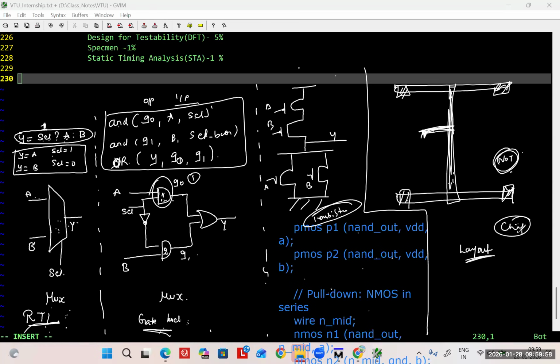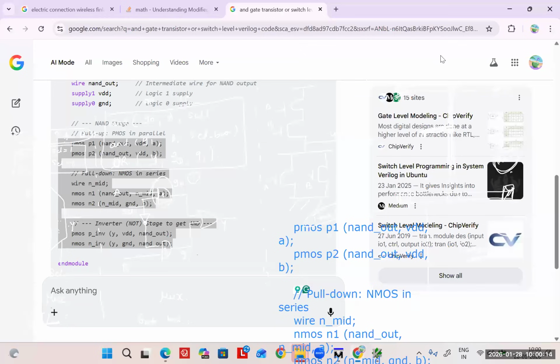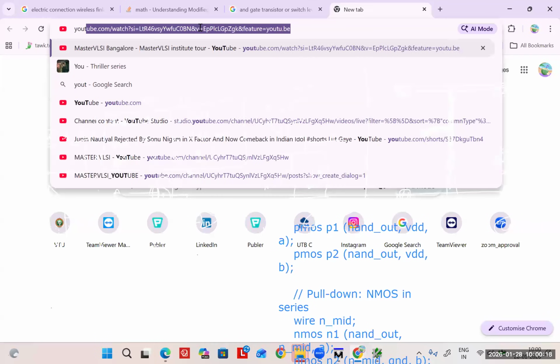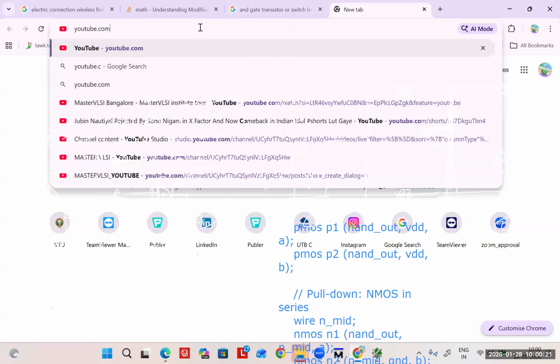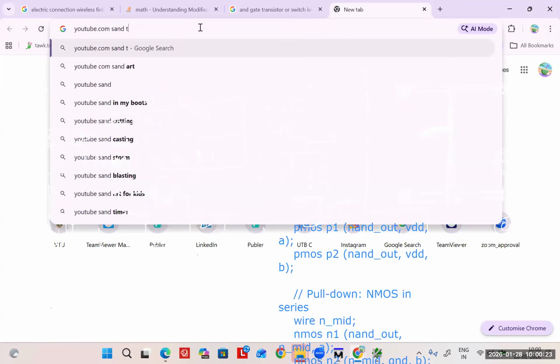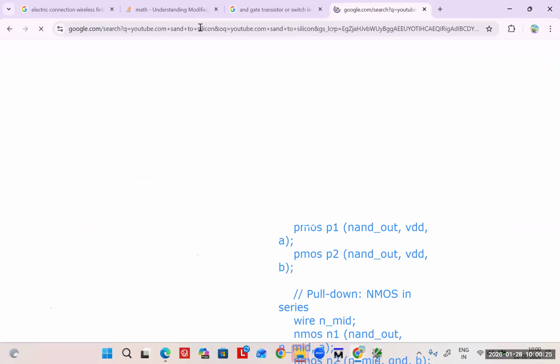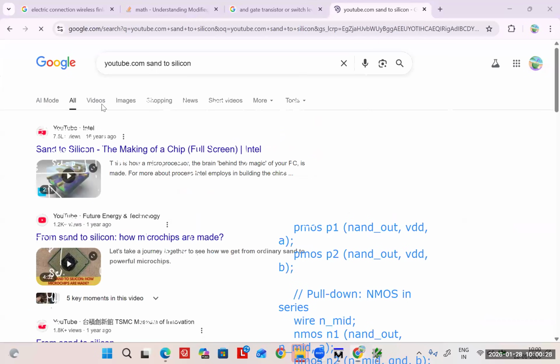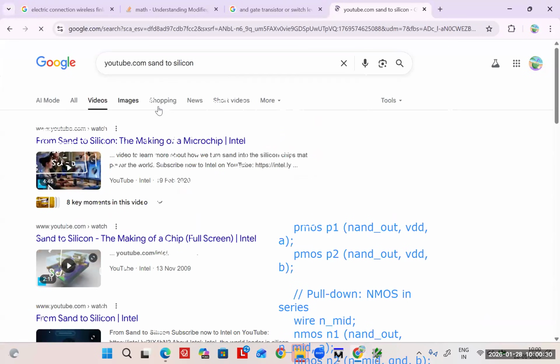For the chip, have you heard of photoresist, substrate, all of these? You have not heard. Okay, I'll show you one video. Here, I want to make a chip.